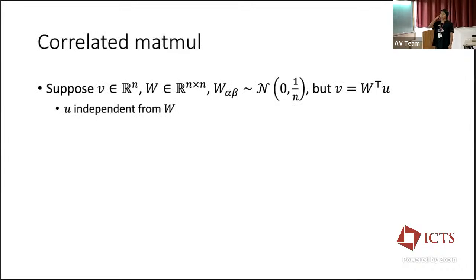So let's introduce some correlation. The simplest correlation is the kind that we saw earlier from the gradient acting with initialization. So suppose v is an n-dimensional vector, W is n by n with variance 1 over n, Gaussian with zero mean, like before. But now v is not independent from W. In this specific example, v is W transpose times u, where u is independent from W. This is the simplest correlation you can introduce between W and this vector v.